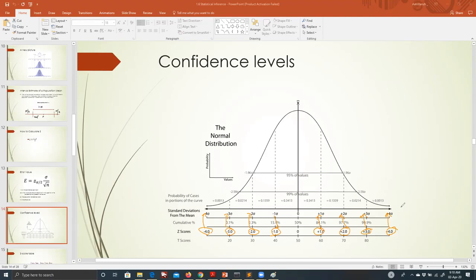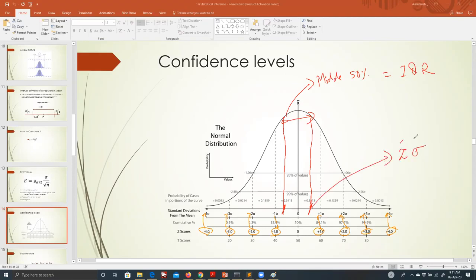So now the problem is, what if you wanted to know the middle 50%? Let's say this is the middle 50%, or IQR, interquartile range. How would you come to know this value? For this, you need a sigma value, right? You need some kind of z value, z into sigma. How do you know this exact z value?